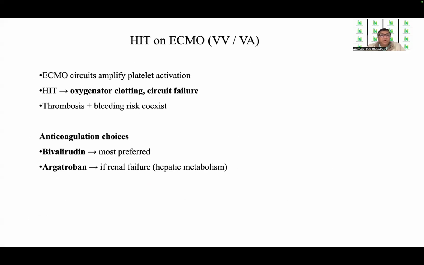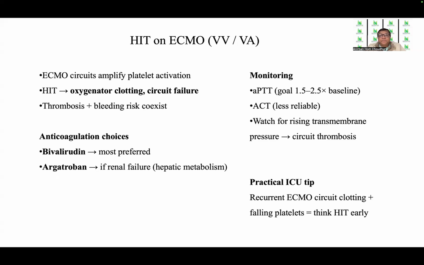Now, HIT on ECMO. ECMO can be either venovenous or venoarterial. Venoarterial is more commonly where HIT has been encountered. ECMO circuits amplify platelet activation, and HIT causes oxygenator clotting and circuit failure, and there is thrombosis plus bleeding risk. Both will coexist. So the anticoagulation choices are bivalirudin, which is most preferred, and argatroban if renal failure is occurring, because this is metabolized in the liver.